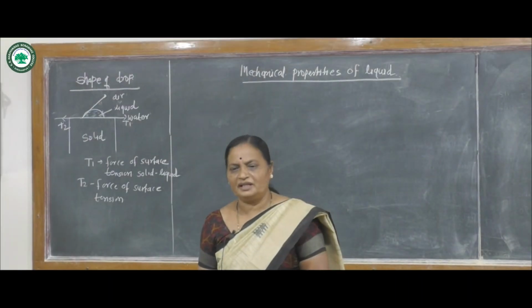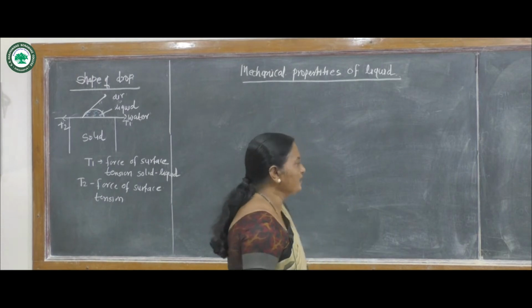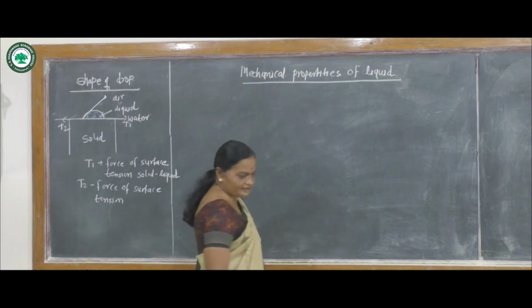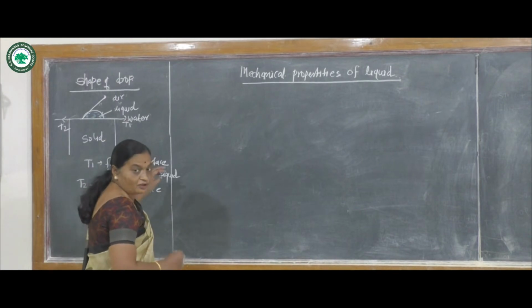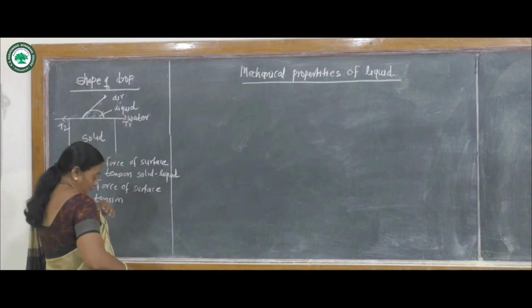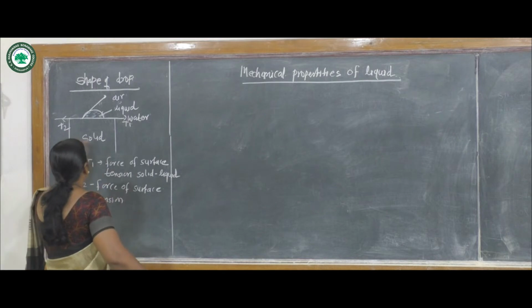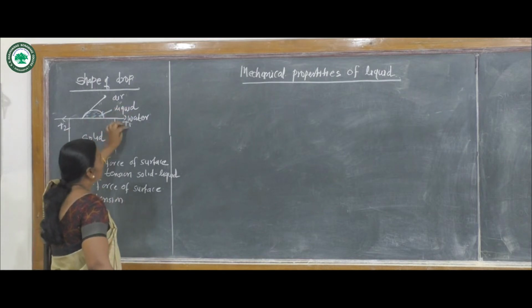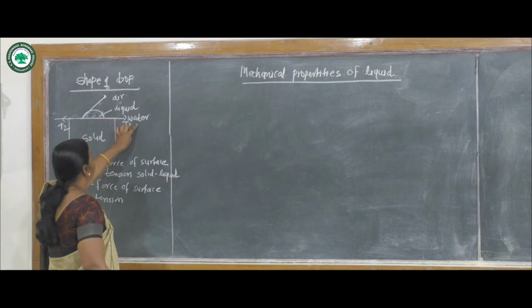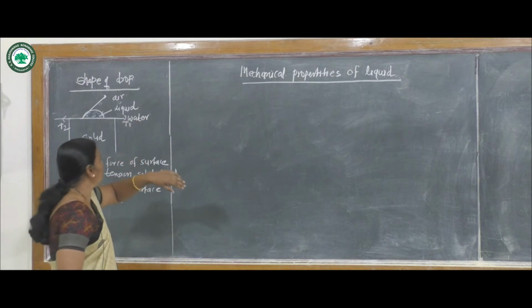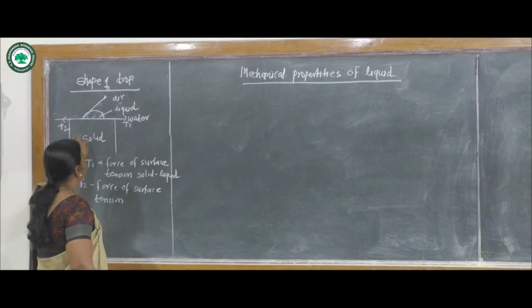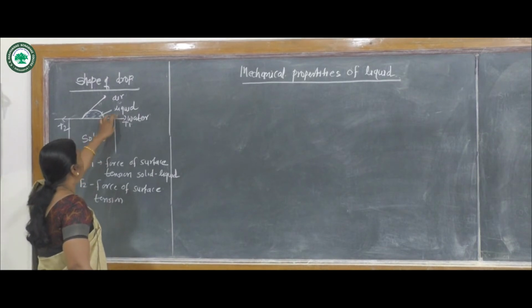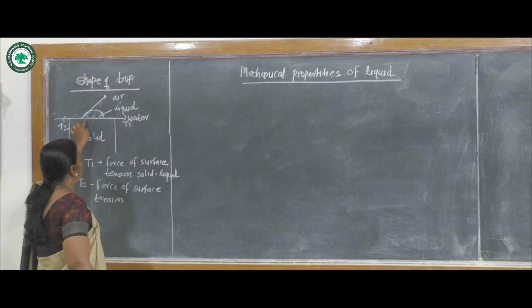Good morning students. Today we start the chapter Mechanical Properties of Fluid. In this chapter we see the shape of a liquid drop. Now see, suppose a liquid, consider it is water, dropped on a solid surface. The shape is like this. Then there are three surfaces: solid, liquid and air. Draw the tangent to this free surface.